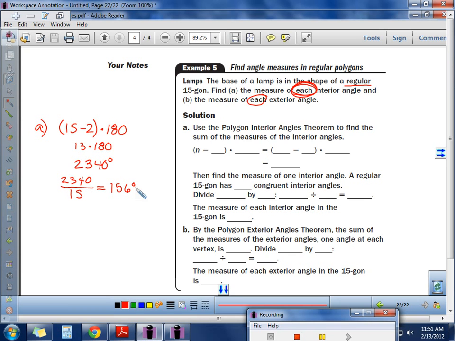Not too bad. Part B is actually simpler. Part B deals with exterior. What did we learn about exterior earlier? They always add up to 360. We don't even have to guess on that number. We should know it. So we should take 360 and do what? Divide by 15. And we get a total of, so each exterior angle is 24. This shows the more sides you add, the smaller that angle will be.